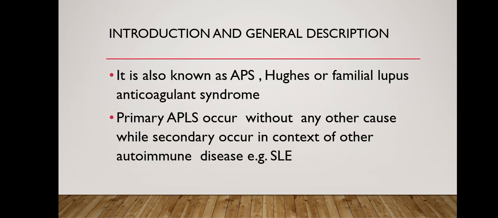Introduction and general description. It is also known as APS, Hughes syndrome, or familial lupus anticoagulant syndrome. Primary APLS usually occurs without any other disease, while secondary APLS occurs in the context of other autoimmune disease, for example, systemic lupus erythematosus.